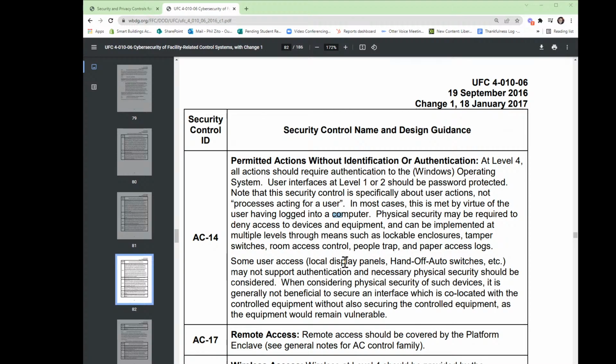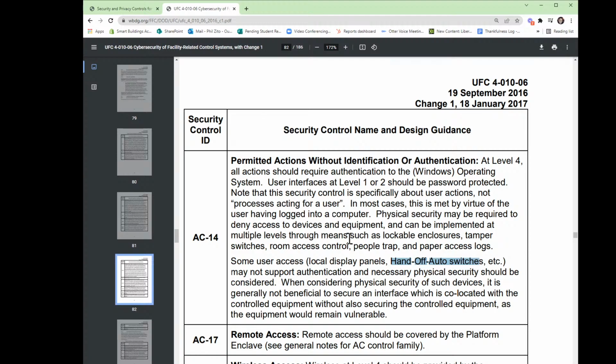All right. Additionally, what it also points out, and I think this is strong, and it's something I hammer all the time when I'm talking to people about cybersecurity, is you can have the best logical and administrative security, but if you don't have proper physical security, none of it matters. And they do hammer that, and they say, hey, local display panels, HOA switches, etc. You need to go and put the appropriate physical security into place.